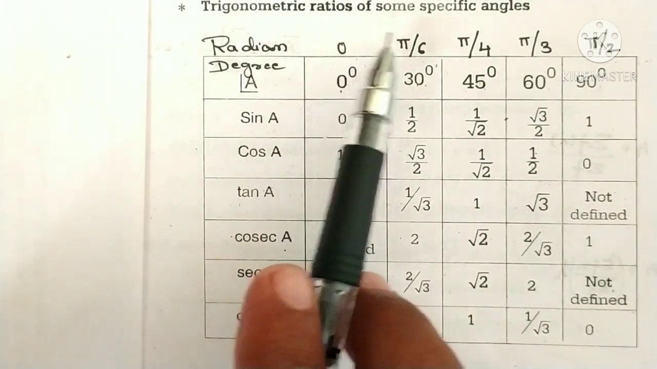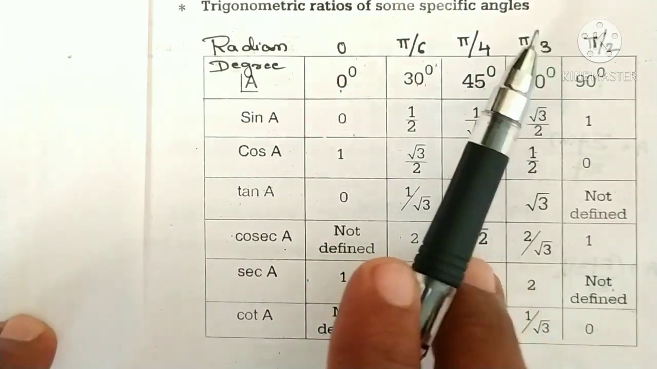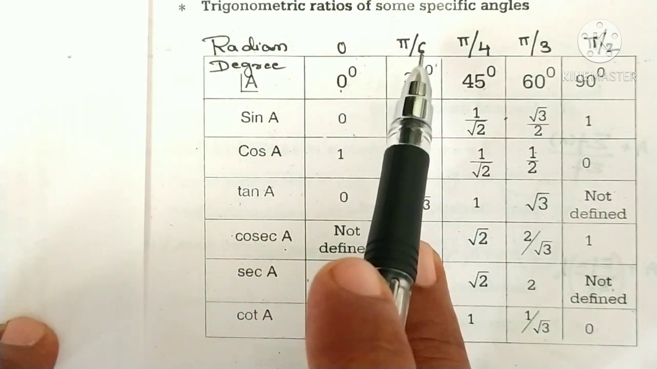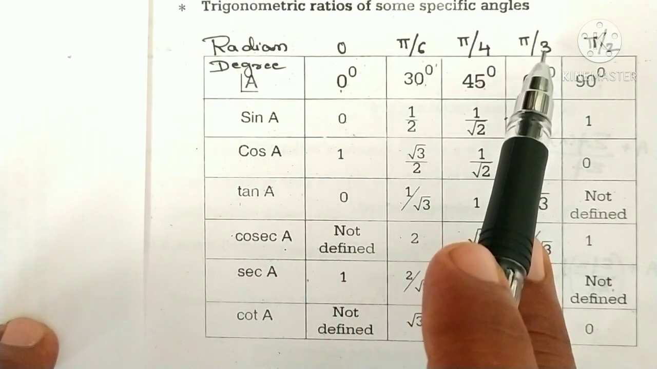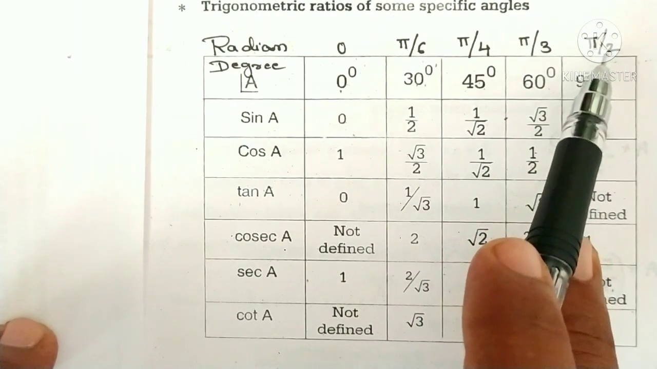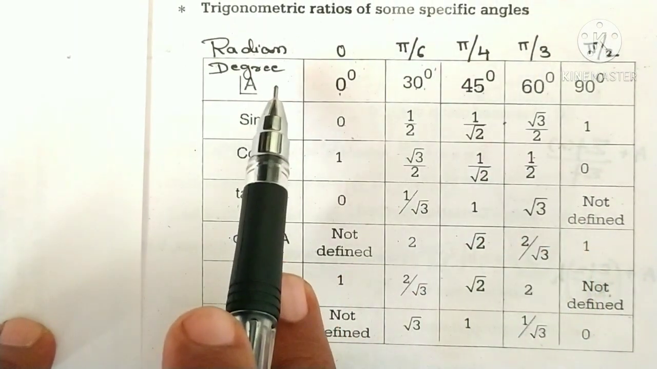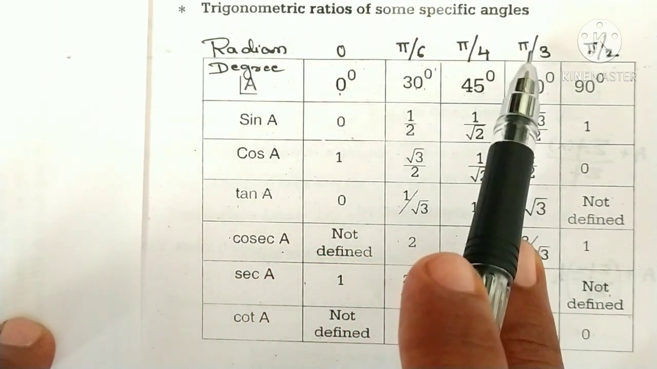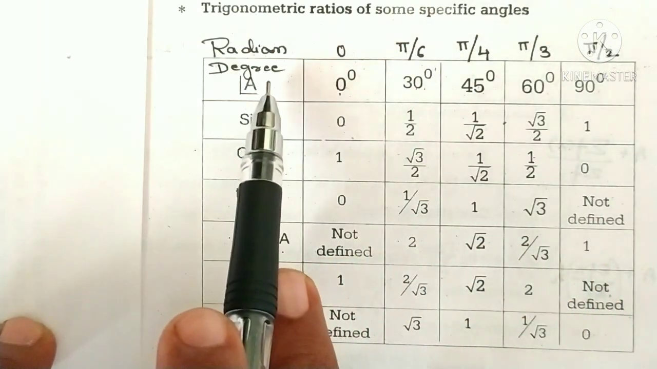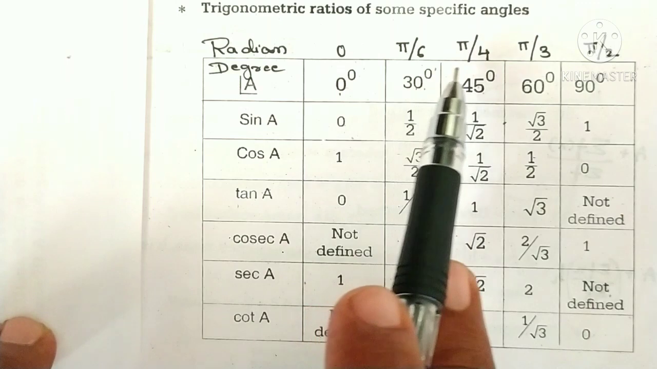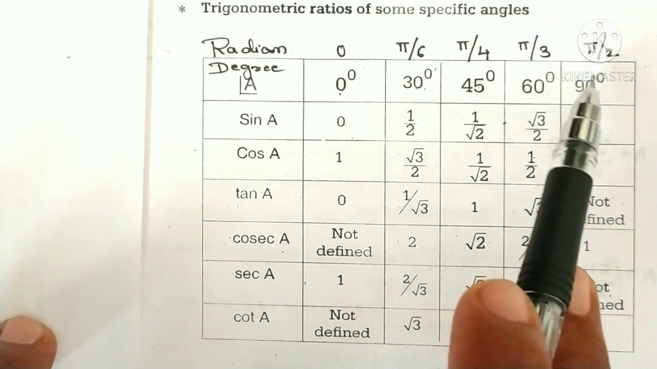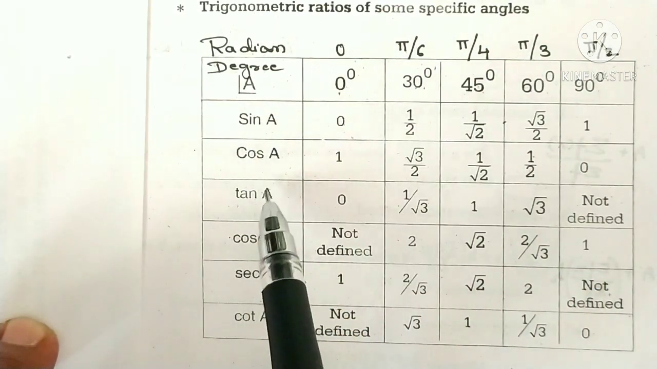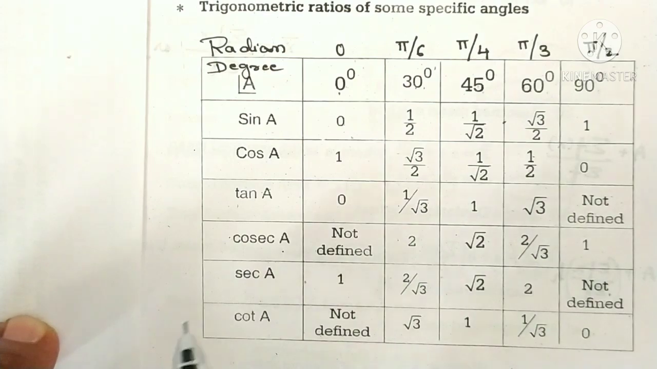So the trigonometric ratios of some specific angles are very important in this chapter. Radians: 0, pi by 6, pi by 4, pi by 3, pi by 2. You should remember the radians, and the degrees also: 0 degree, 30 degree, 45 degree, 60 degree, 90 degree. Then you take sin, cos, tan, cosec, sec, cot.